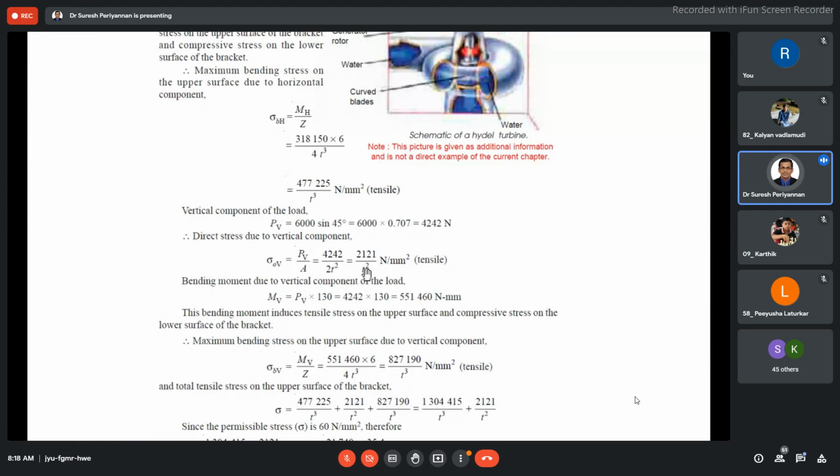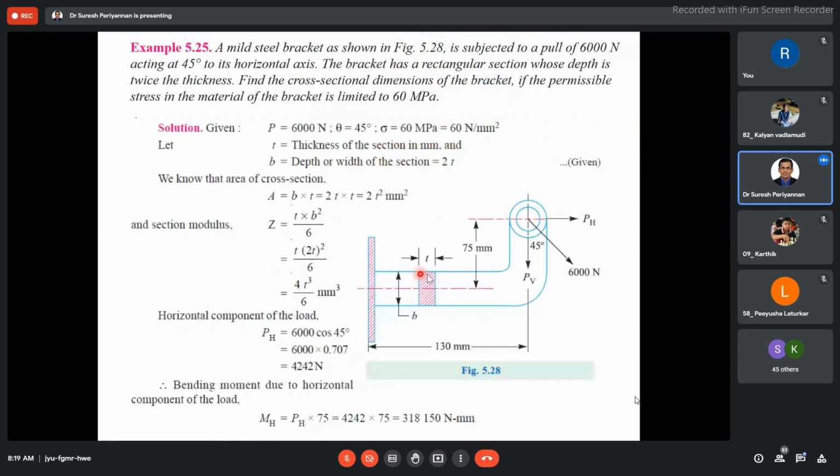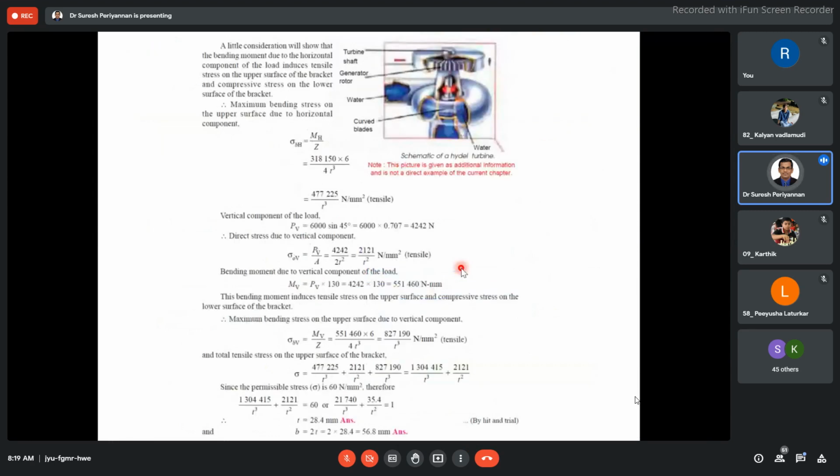The bending moment due to the vertical load is 5.51 e power 5 Newton millimeter. Now we find the bending stress with respect to the vertical bending moment, MV by Z. This is also tensile. The upper surface is in tensile because the load is acting downward, so the top surface of the bracket is tensile and the bottom is compressive. Based on the vertical bending moment, the bending stress on the top surface is tensile.